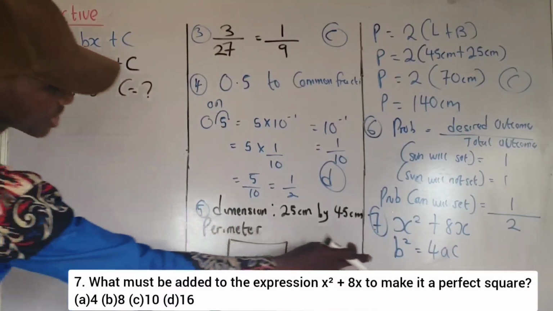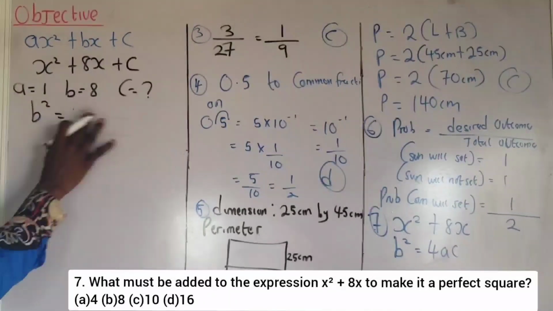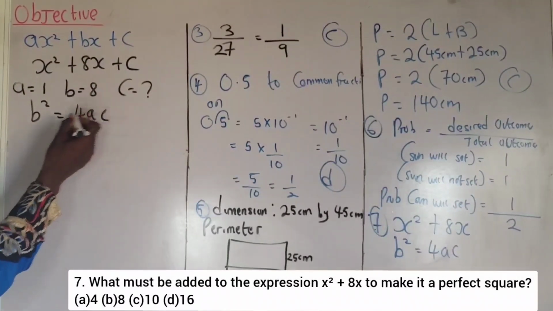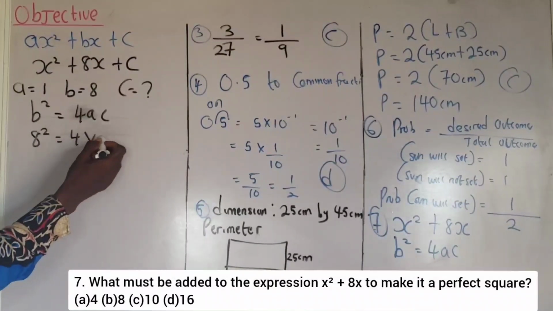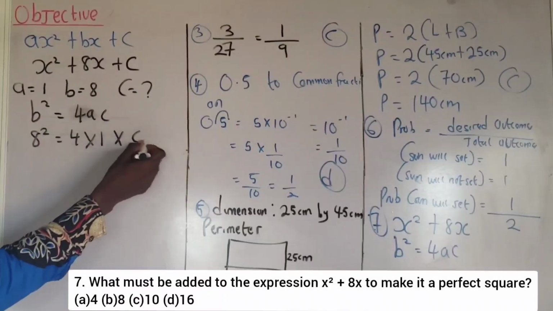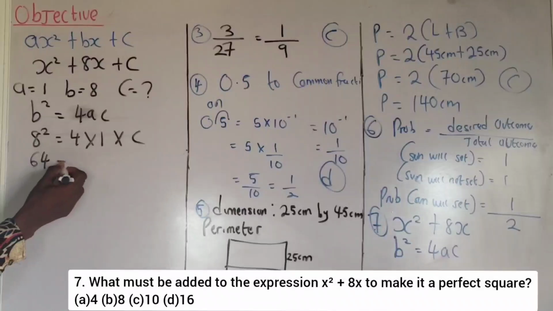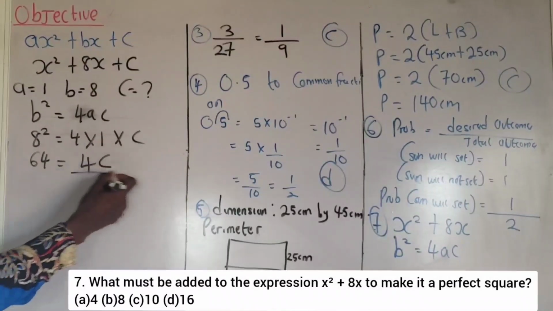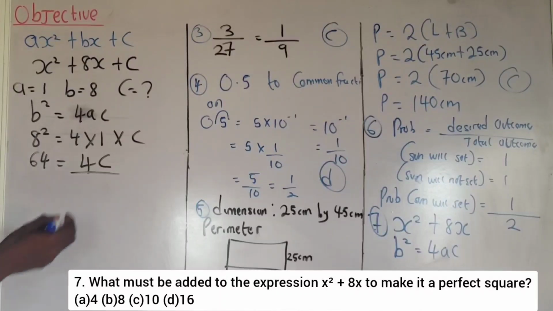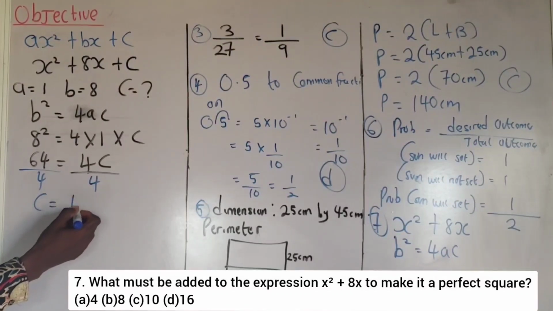Now let us use the discriminant formula that I gave to you. B squared equals 4ac. Now b is 8, so I'm going to have 8 squared equals 4 multiplied by a, a is 1, multiplied by c. We don't know the value of c, right? 8 squared is 64. So I'm going to have 64 equals 4 times 1 is 4, 4 times c is 4c. Divide both sides by 4 to get the value of c. Do you understand? Yes, c will be equal to 16.